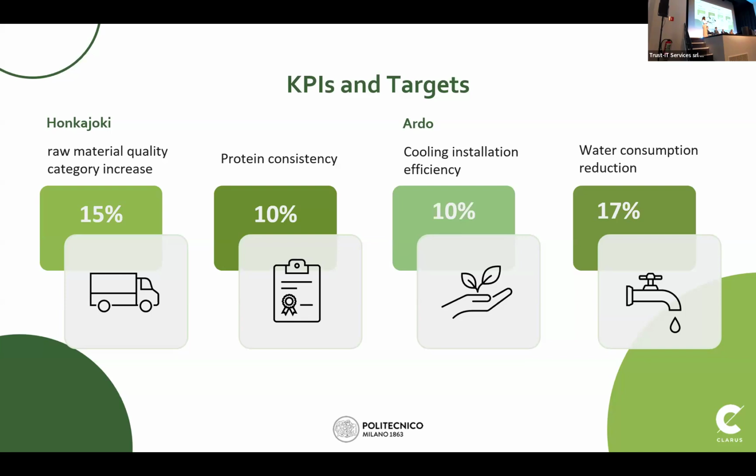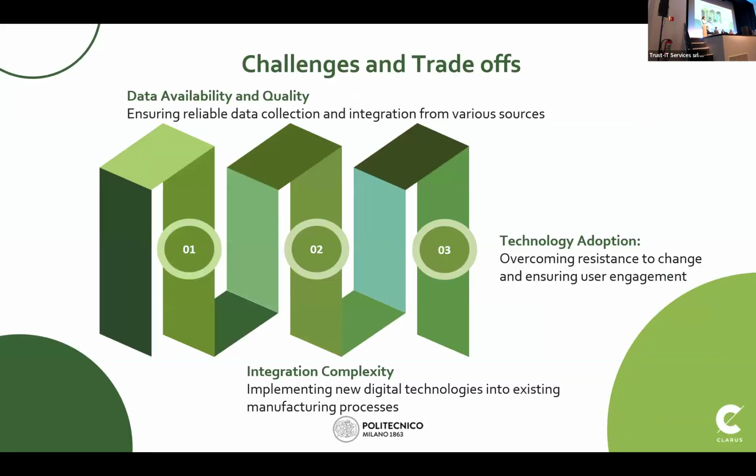For Ardo, we have the overall improvement of the cooling installation efficiency of 10% and a water consumption reduction of 17%. So regarding the challenges and trade-offs, as said, in order to apply AI algorithms and models, it is essential to have data. So data collection, integration from different data sources is crucial, as well as data quality. Then technology adoption from the point of view of change management. So from the point of view of the user, to actually engage them to introduce this technology, and also technological barriers from the point of view of integration of this digital technology in the traditional manufacturing system that the company already has.